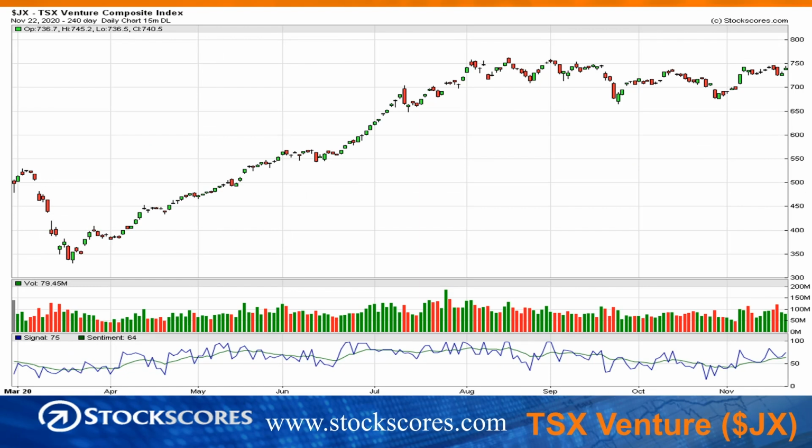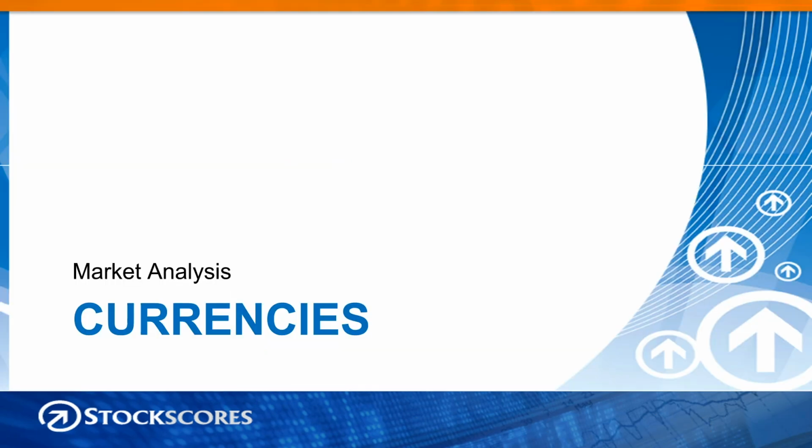TSX Venture stuck in a sideways range. The market is neither helping or hindering individual stocks. If the market can break out of this pattern, then we'll see better opportunities.